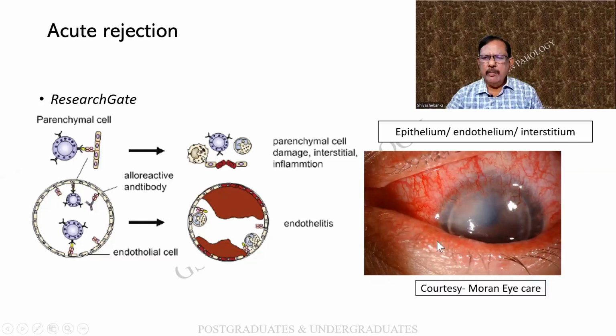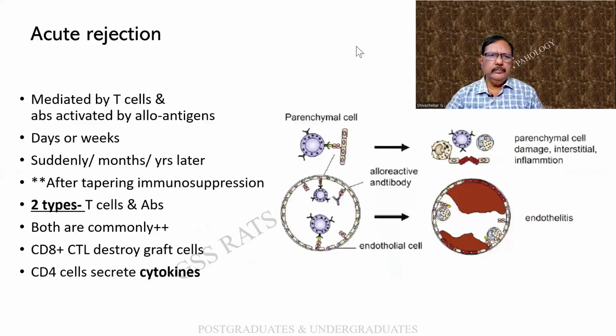And I told you a number of organs can be involved. This is one example that I picked up, thanks to Moran Eye Care. There is a rejection of the eye transplant, corneal transplant, wherein there is a lot of congestion, and edema of the eyelids can be very well appreciated. And an acute rejection, as I told you, is mediated by the T cells and also by the alloantigens.